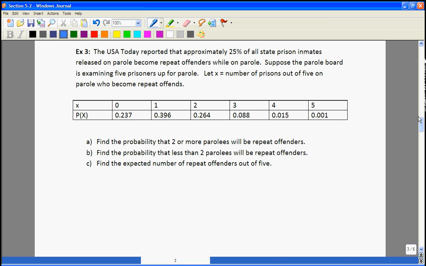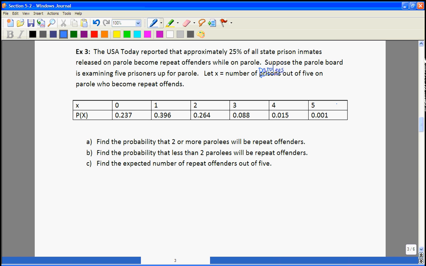All right, let's take a look at example 3. The USA Today reported that approximately 25% of all state prison inmates released on parole become repeat offenders while on parole. Suppose the parole board is examining 5 prisoners who are up for parole. Let X equal the number of parolees out of 5 on parole who become repeat offenders. And we're given this probability distribution. So what this says is the probability that 0 become repeat offenders is 0.23. And the probability that 1 out of the 5 becomes a repeat offender is 0.396, and so on. So that's what this represents.